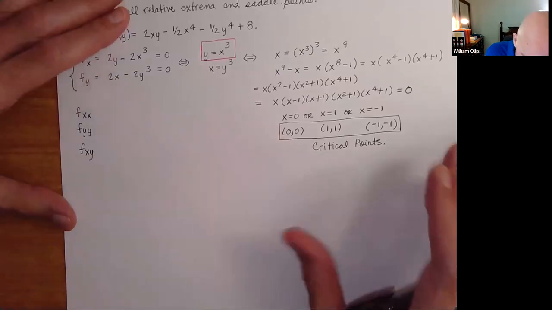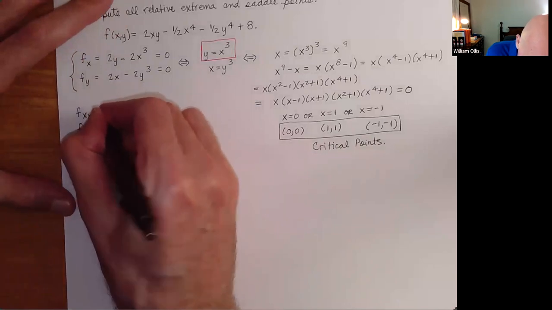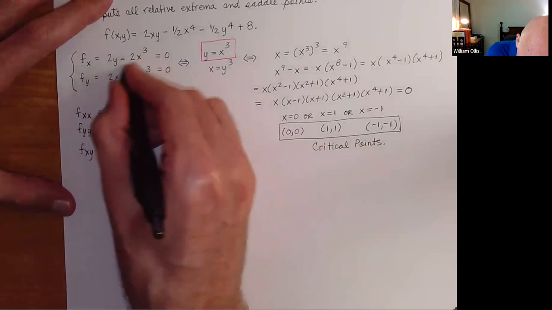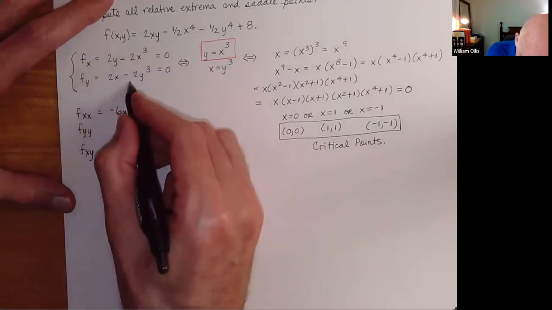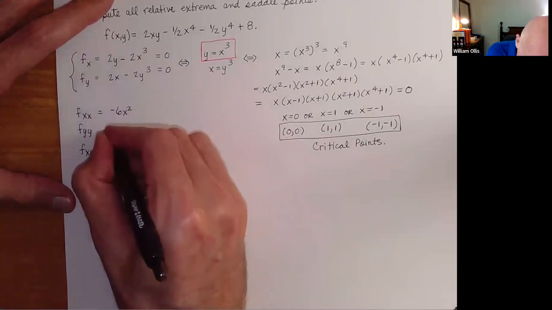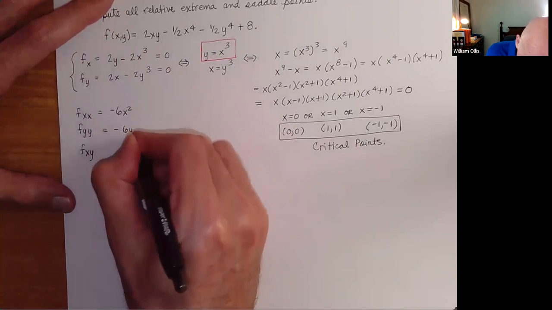So now f_xx will give us a negative 6x squared, just taking the derivative here, and now taking the derivative with respect to y. Again, we just get negative 6y squared.